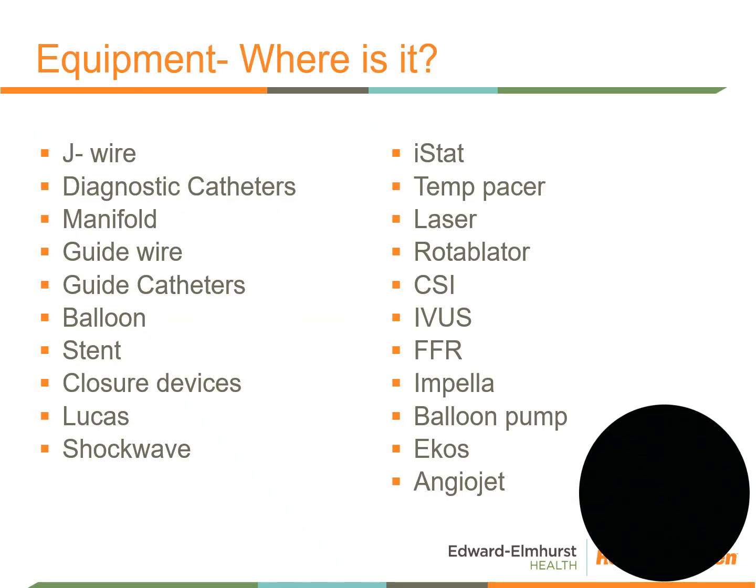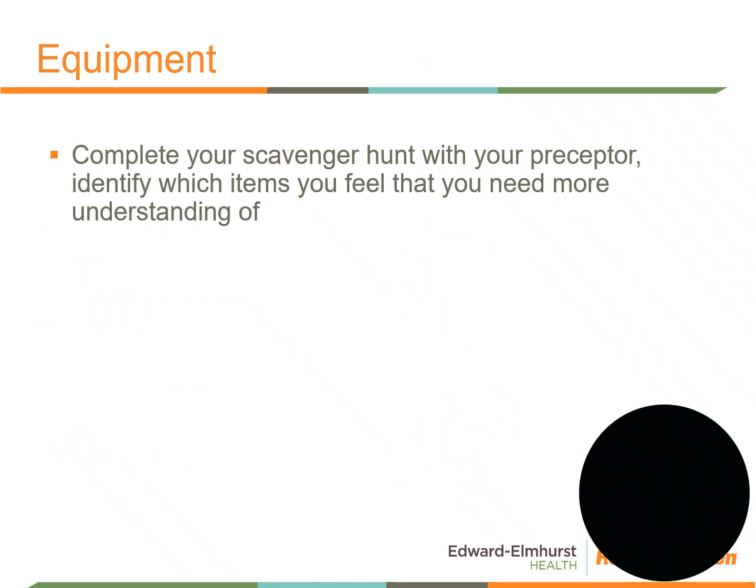We're going to talk about all of the equipment that we use and where to find it. It's important to know where to look for these items and what you are going to use with them. In your orientation binder, you are going to have a scavenger hunt, and you can go with your preceptor to find all of these items so that you know where they're at and can go through what they're used for and what else you will need with them.